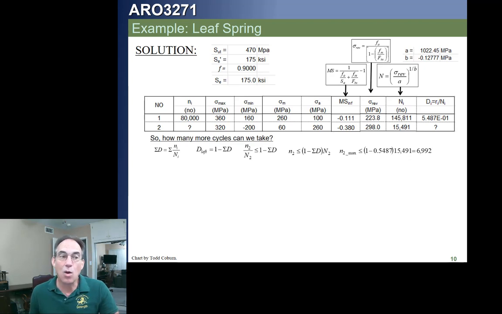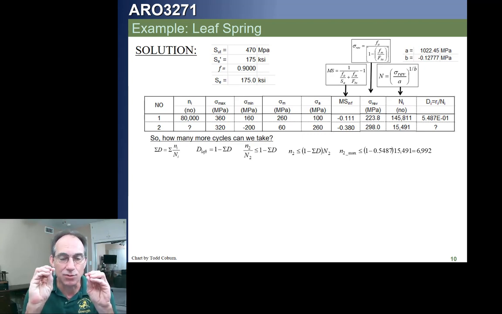N2 becomes the allowable number of cycles that we can have for stress level 2 if the part already experienced the first cycle stress. Okay? Now, if we think about this a minute, that means it can take 6,000. That means we would put 6,000 cycles in this table. Okay, so let's ask ourselves some questions.